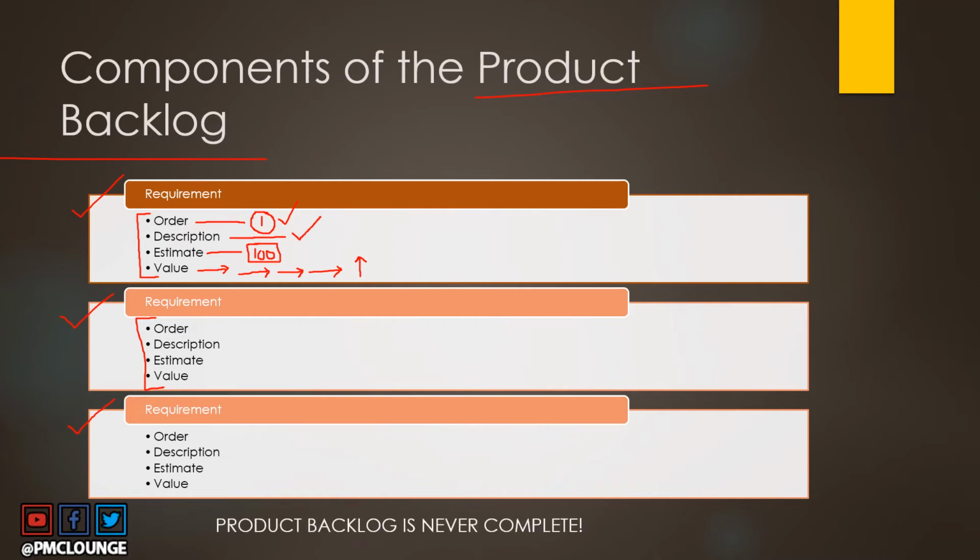Like I mentioned in the previous slide, product backlog is never complete. Although we just see 3 requirements here, product backlog is never complete and will usually have hundreds, if not thousands, of requirements.